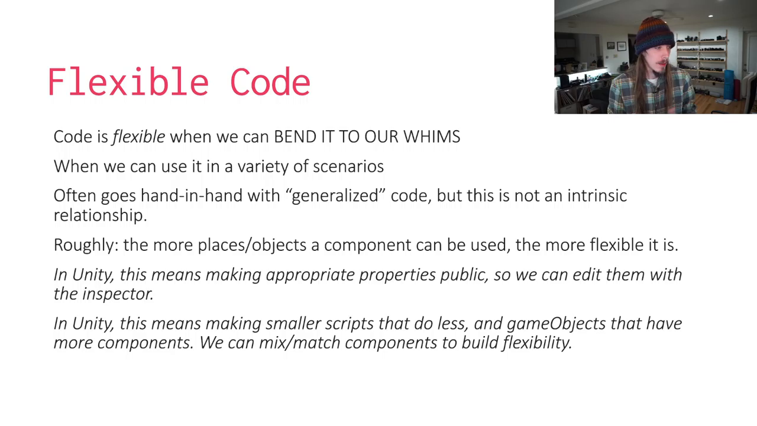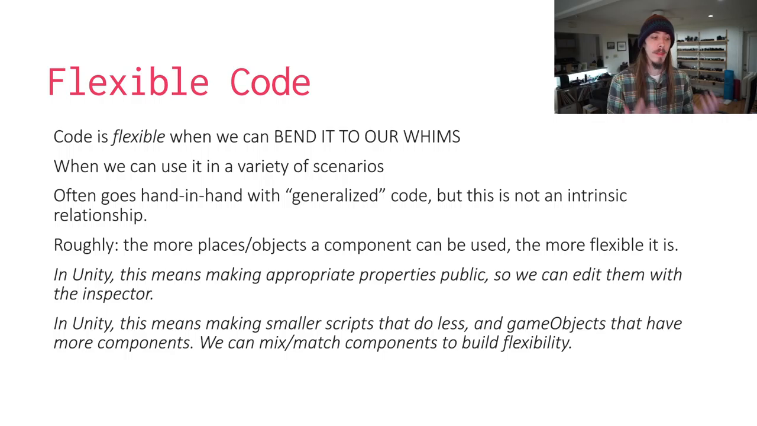In Unity, we also make our code flexible by not hard coding any of the properties we care about. So if I have something like movement speed, I wouldn't type that directly into my code. I would make movement speed editable in the inspector. And then if I have a fast player or a slow player, fast enemy or slow enemy, they could have the same script, and I can just change that in the inspector. And that's very flexible. So we want to make our appropriate properties editable that way.